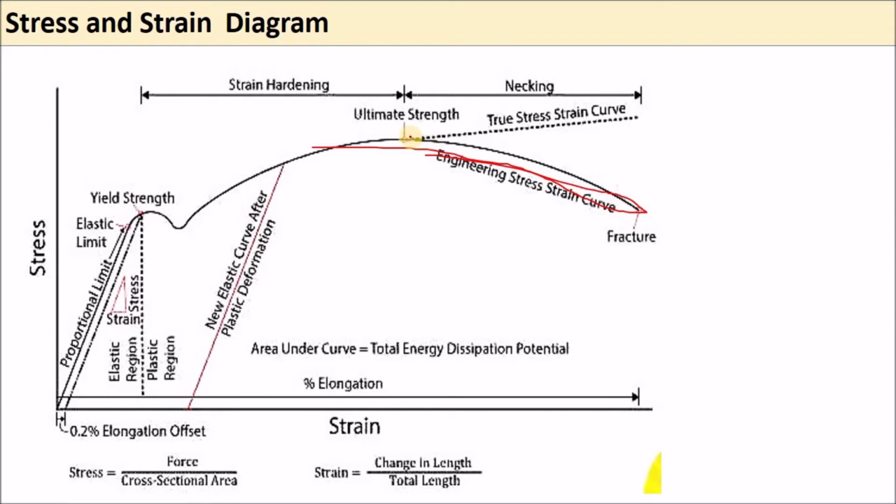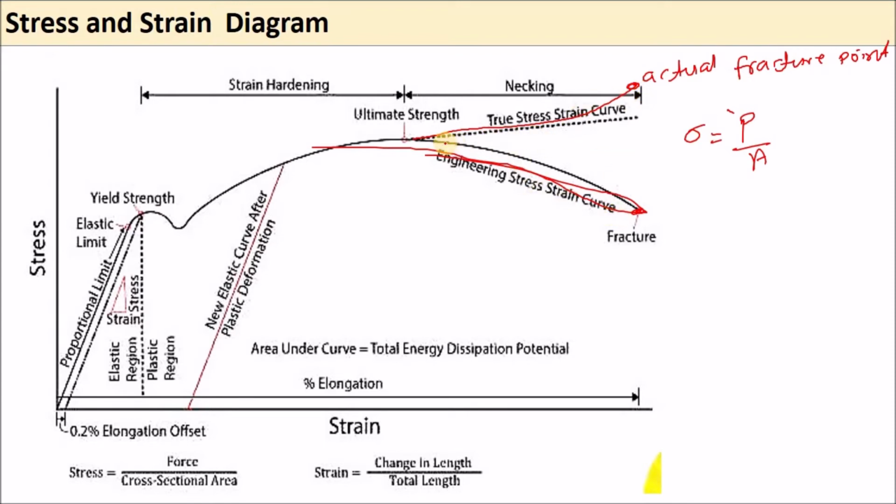According to the formula, we know that stress equals force divided by area. Here the area is decreasing, due to that the stress will also increase. The actual fracture point will be this one. This is the engineering fracture point, and this is the actual true fracture point. Stress is this much, not this one.